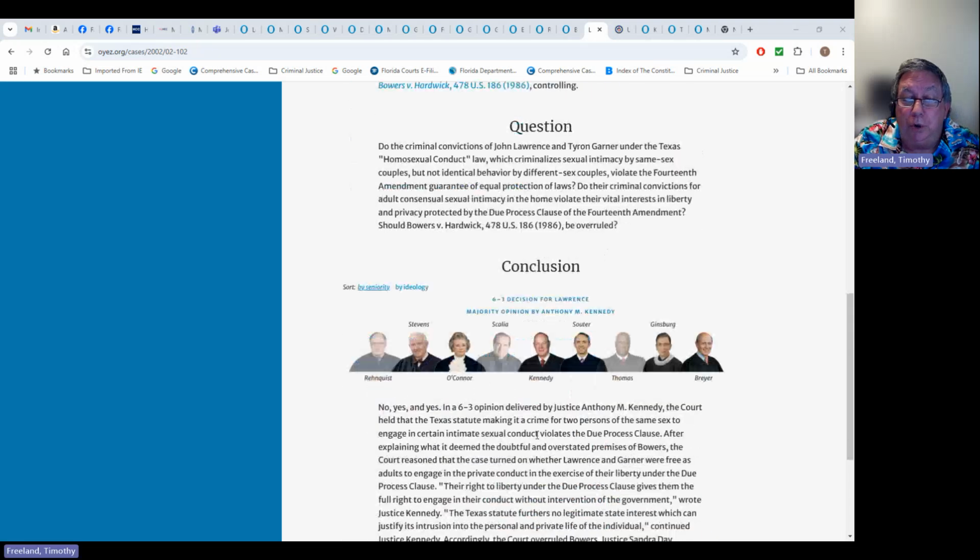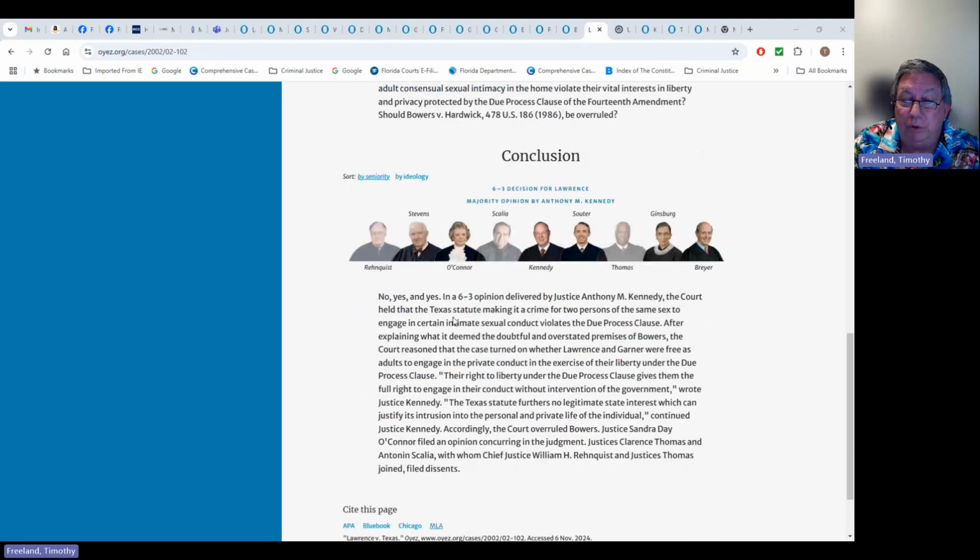So the conclusion here was that even though the court was kind of split on it, the right to liberty under the Due Process Clause gives them the full right to engage in their conduct without intervention of the government. So there's no legitimate state interest in intruding on the personal and private life of an individual, whether they're homosexual or not. All right, so that's kind of an odd extension of the effects of the Fourth Amendment.